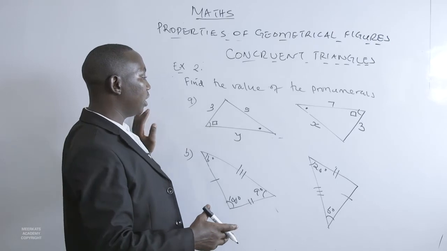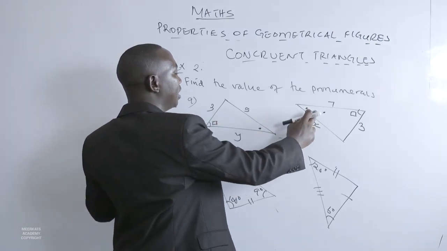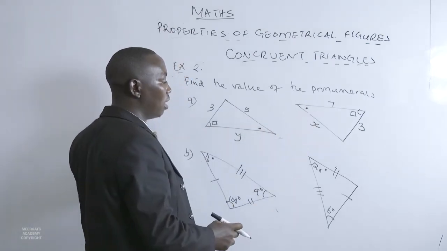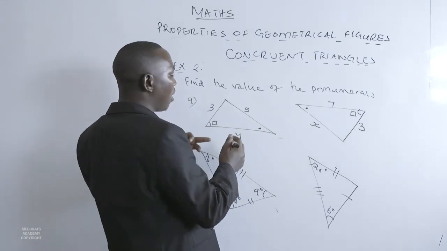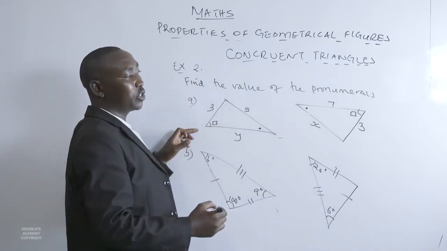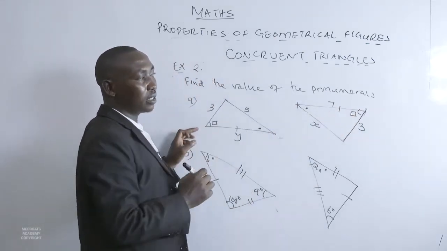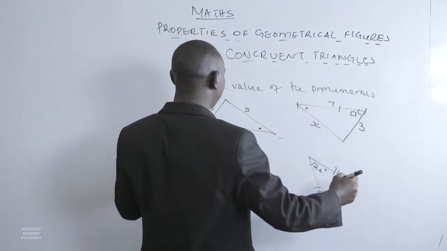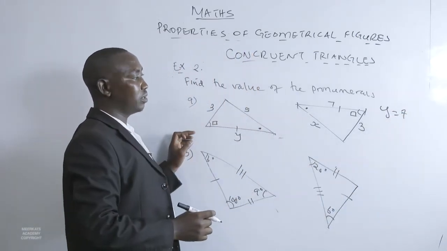Now for the first question, we have been told that this angle is equivalent to that angle, this angle is equivalent to this particular angle. So the line in question that is containing the two angles is this particular line. So this line and this line. And that will automatically tell us that this line is going to be equal to this line. And therefore, if this is 7, this is also going to be 7. So that tells you that y is equal to 7 units.